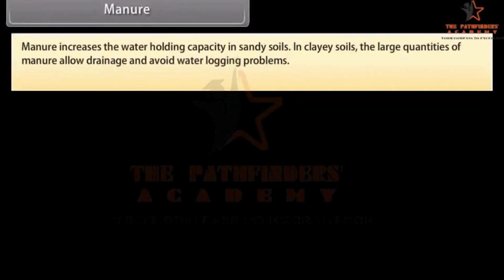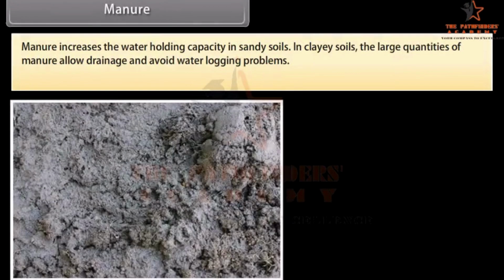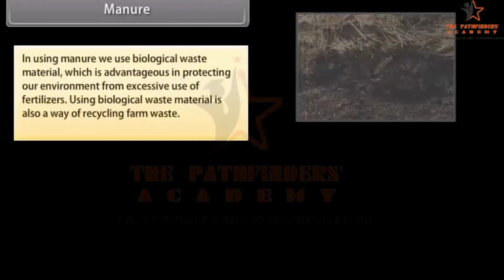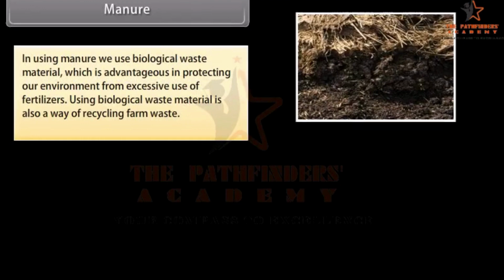Manure increases the water-holding capacity in sandy soils. In clay soils, the large quantities of manure allow drainage and avoid waterlogging problems. In using manure, we use biological waste material, which is advantageous in protecting our environment from excessive use of fertilizers. Using biological waste material is also a way of recycling farm waste.